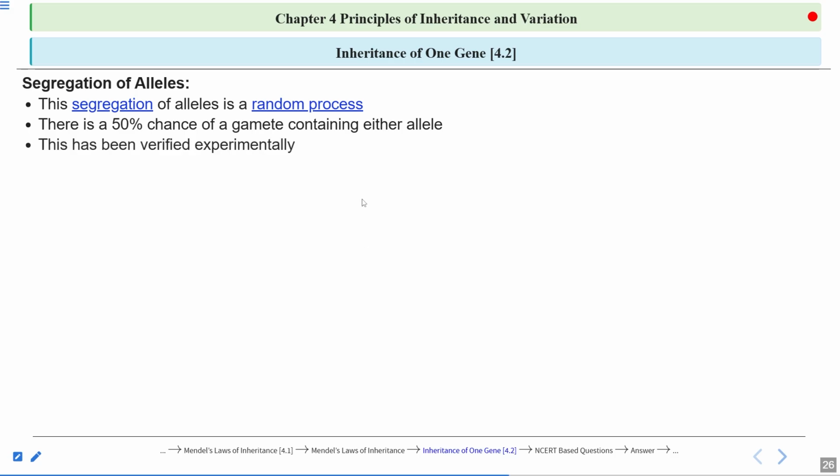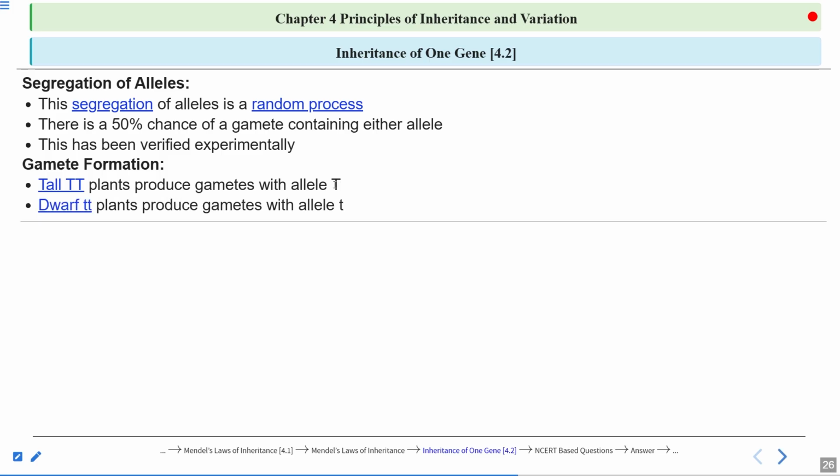So this can be verified experimentally. So in the genotype capital T, all the gametes will have allele capital T. In the case of genotype small t, the gametes will have only small t. Okay, in the case of heterozygous, it is different. Now, what happens when we cross these two plants? Plant having capital T and plant having small t and small t.